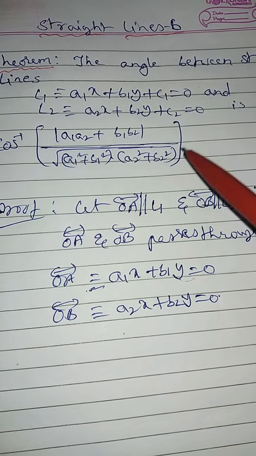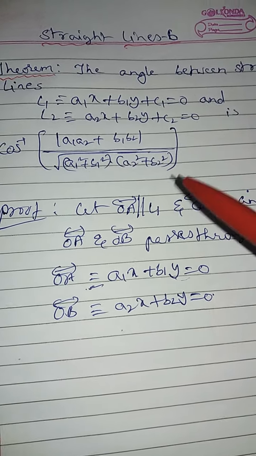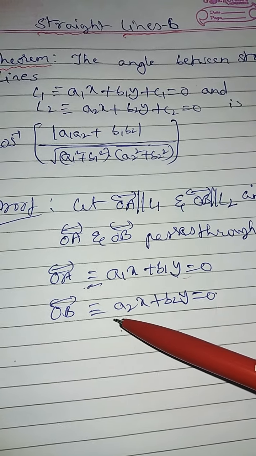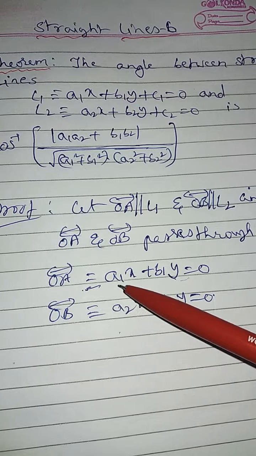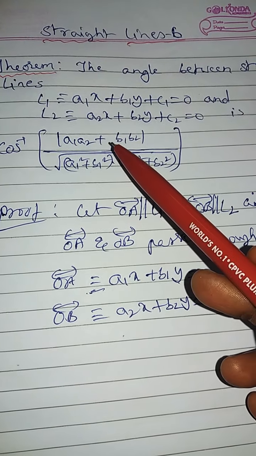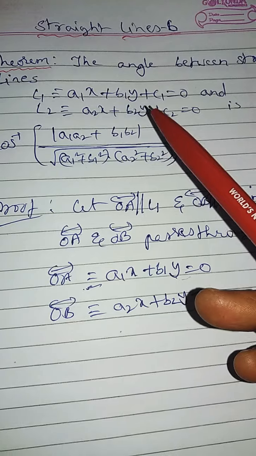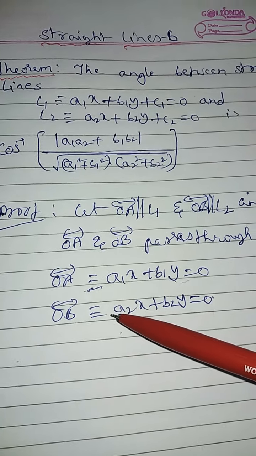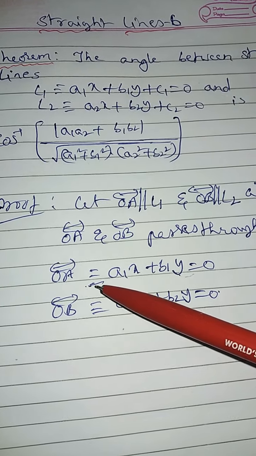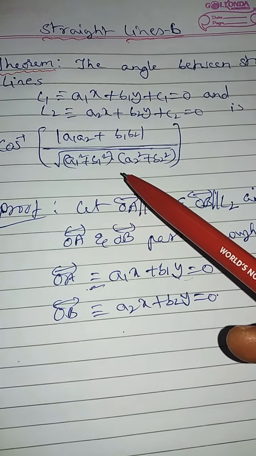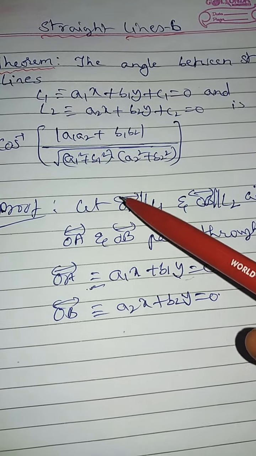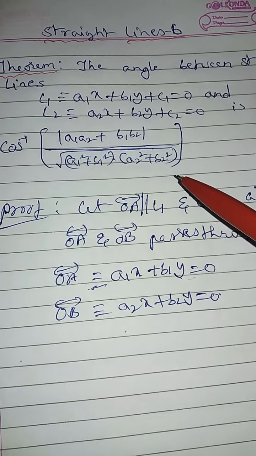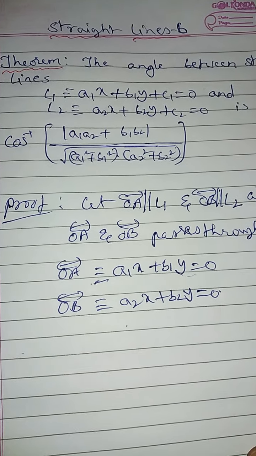Instead of finding the angle between L1 and L2, you find the angle between OA line and OB line, because the angle between OA line and OB line is equal to the angle between L1 and L2. Why? Because these two lines are correspondingly parallel to those two lines. Now it is enough to prove the angle between OA line and OB line is cos inverse of (a1a2 + b1b2) by root of (a1 square + b1 square) into (a2 square + b2 square). Hope you understood this concept, very important concept, try to understand it.